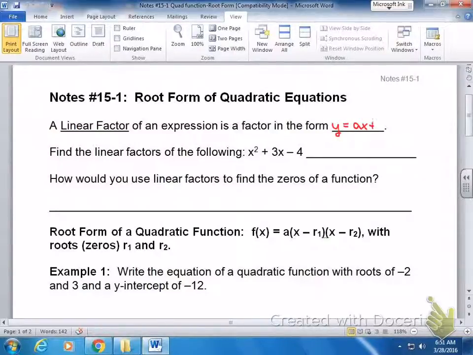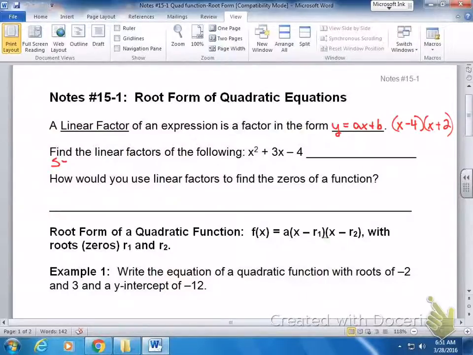ax plus b. Now, you've seen these before when we've been factoring quadratics and you get these two things. You know, we might have like x minus 4, x plus 2. Those are in that form ax plus b. So what we need to do on the next one is find the linear factors of x squared plus 3x minus 4. We can do that with the swing method.